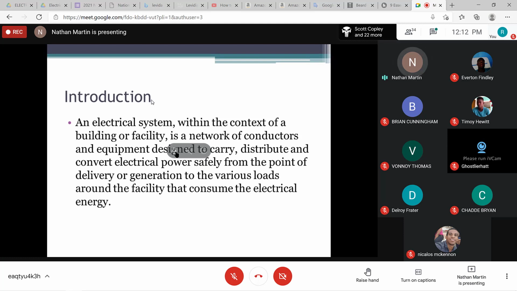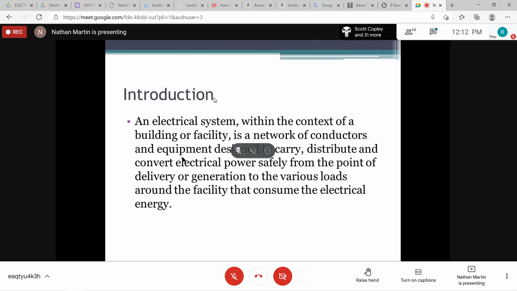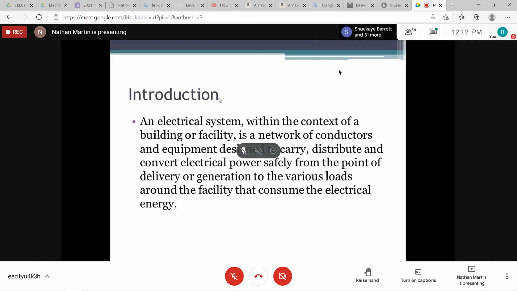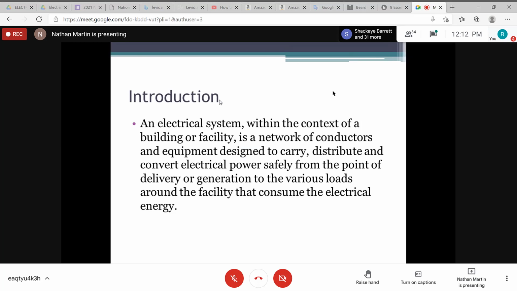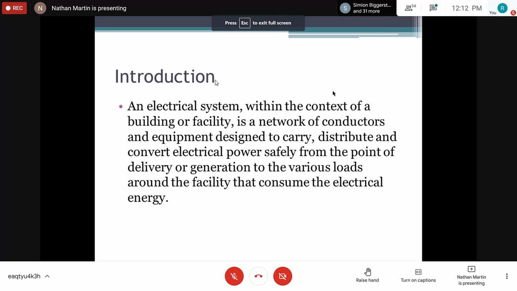Now, how we get that from the generating point to the customer, you would have covered in some other course: generation, transmission, and distribution. So this module takes it from the point of the distribution transformer to the facility and to the load. All right, so it looks at utilization.